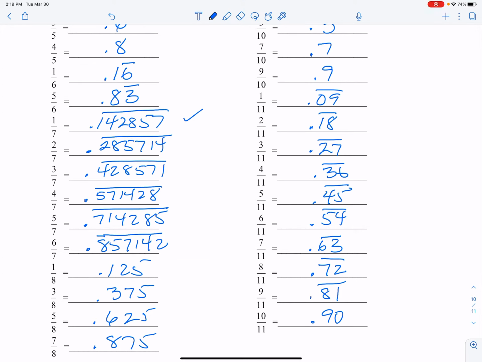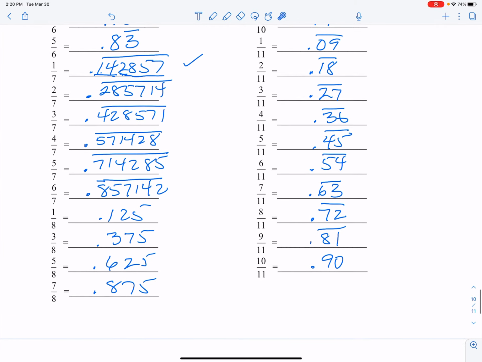Okay, so the second one, 2/7, you take this 1.42857, you go to the next number in line from 1, and that would be the 2, and that's the number you start with. 285714. Okay, and then for the next one, since there's not a 3, you go to the 4, and that's the number you start with. 428571. For the next one, you'd start with the 5. 571428. And then you'd go to the next one, which would be the 7. 714285. And then the last one, of course, starts at the 8, 857142. So you just write them in a circle.